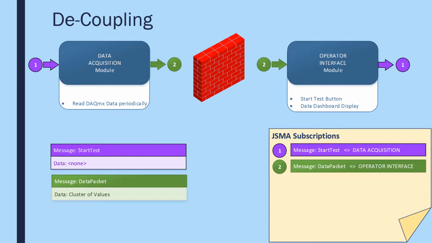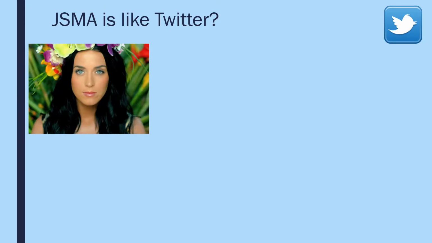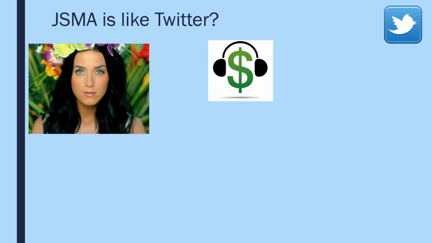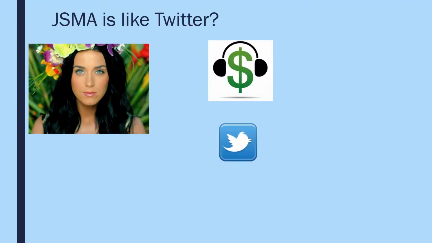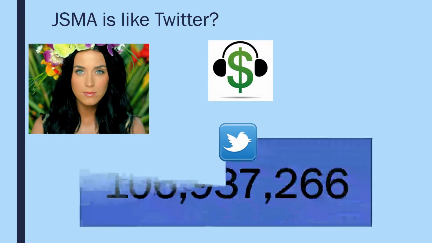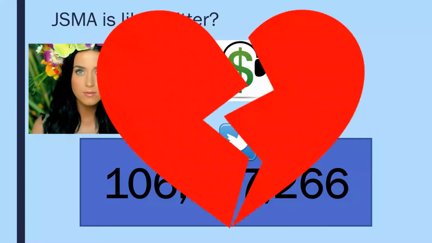Let's explore this idea further by considering an analogy. Let's talk about Twitter. When Katy Perry has a new song she wants to promote, does she email each and every one of her fans individually? No. She sends a tweet to Twitter. Twitter then feeds that message to all 106,937,266 of her followers who subscribe to her feed. Yeah, I looked it up. And even though you may subscribe to and get all of her messages, she actually doesn't even know or likely care who you are. Sorry.